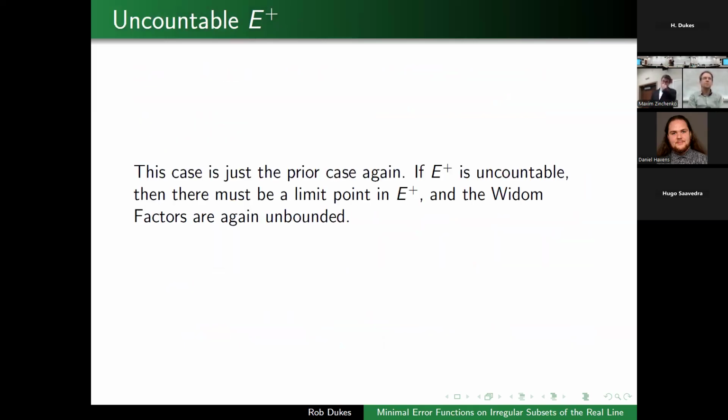And if E plus is uncountable, that's even easier, because you can do a pretty straightforward topology proof to show that if E plus is uncountable, then there's got to be a limit point in E plus. And so again, the Widom factors are unbounded. It just collapses back into our previous case. So that's everything for Chebyshev polynomials.